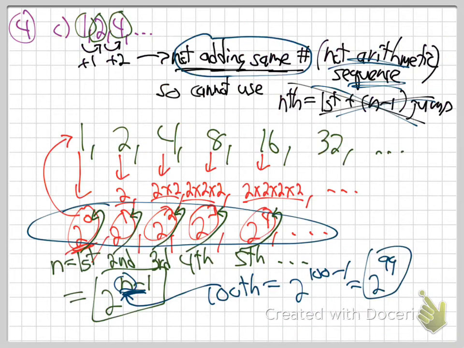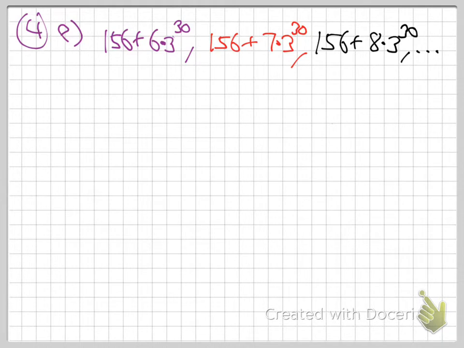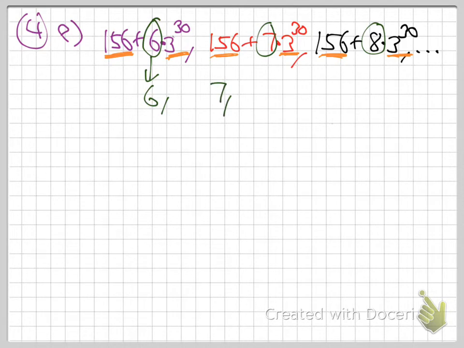Well, if you look what's happening there, I bet you can see it. The 156 and the 3 to the 30th, they're just always there. 156 in the front, 3 to the 30th in the back. The only thing that's changing from term to term here is the number right there in the middle: 6, 7, 8. So let's just take those out. 6, 7, 8. That is adding the same number every time. It's just going plus 1.